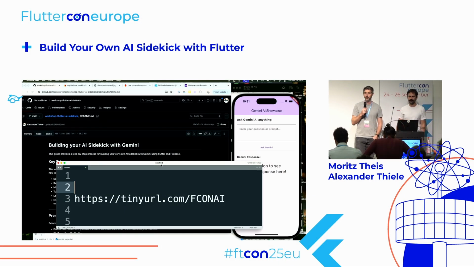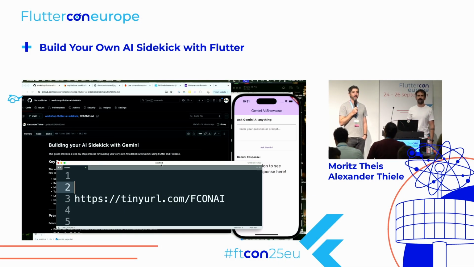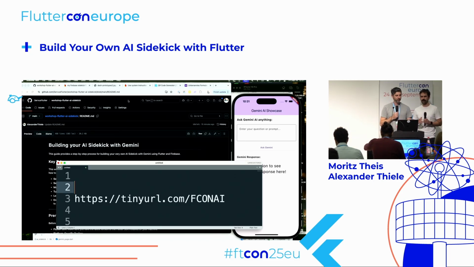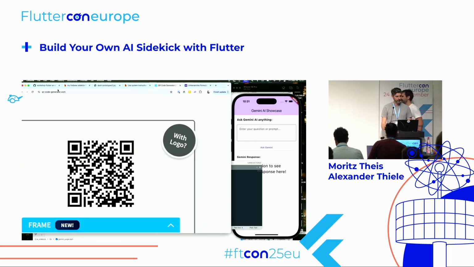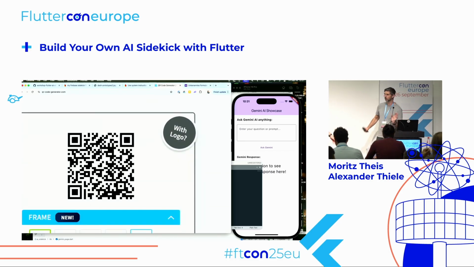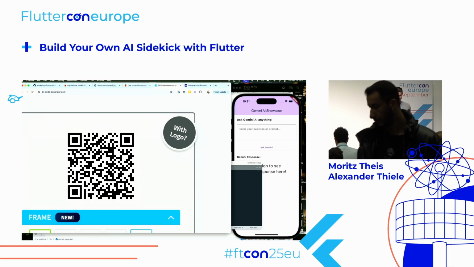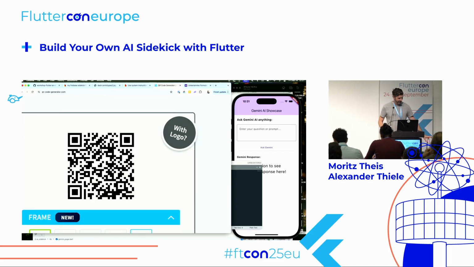Yes, and the focus for today is a workshop. It's a Gemini AI workshop, and you should build your own Flutter sidekick. We already told you there's a tiny URL, and we also have a QR code. Everything leads to this GitHub repo. You can scan it, but I think it's easier to type in the tiny URL from your laptop.